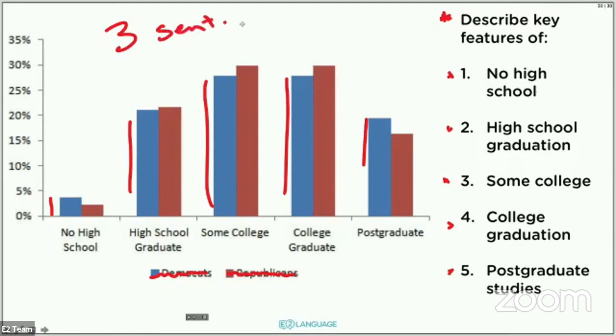You might have to combine. We're not comparing though. Just see if you can do this. Just describe the various levels of education, please. I'll give you 3 minutes. In fact, I'll give you 5 because I'm feeling generous.